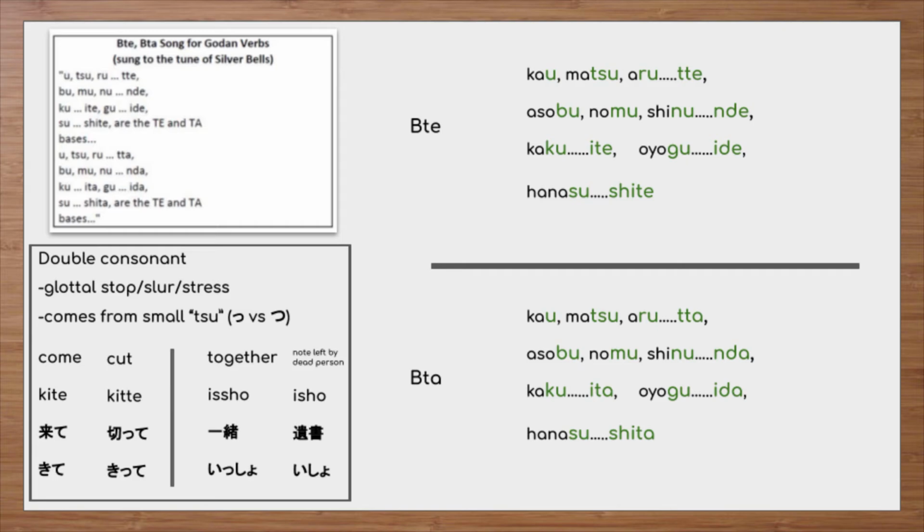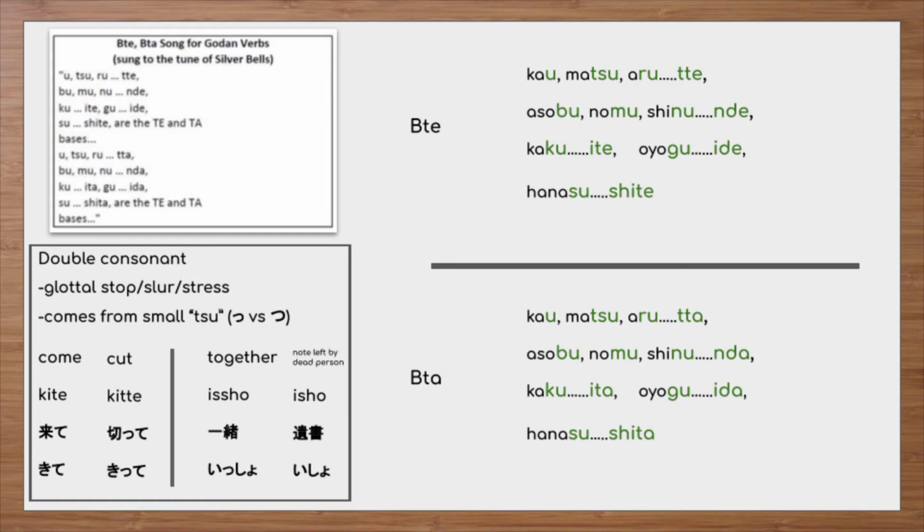우츠를 테 부무는데 구이대 구이대 수시대 are the te and ta bases. 우츠르다 부무는다 구이다 구이다 수시다 are the te and ta bases.